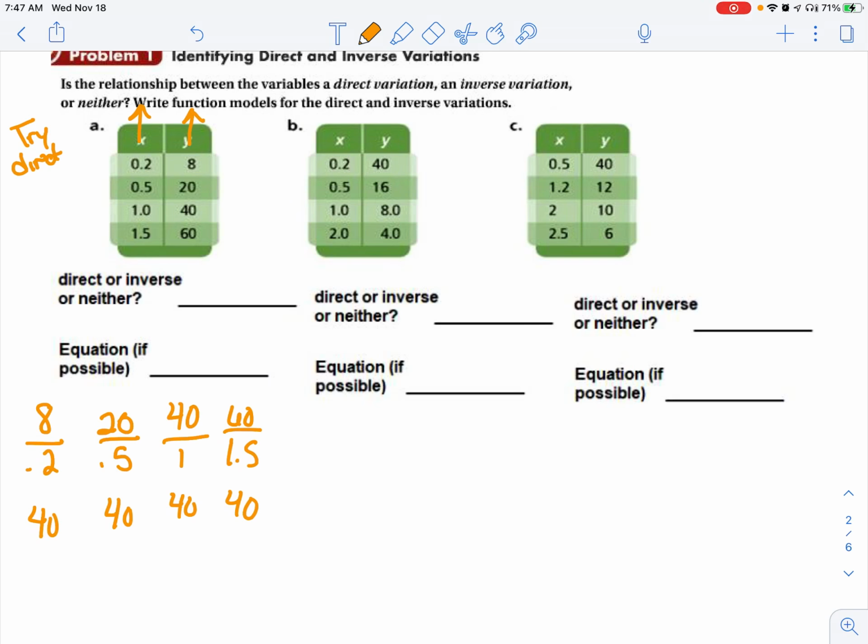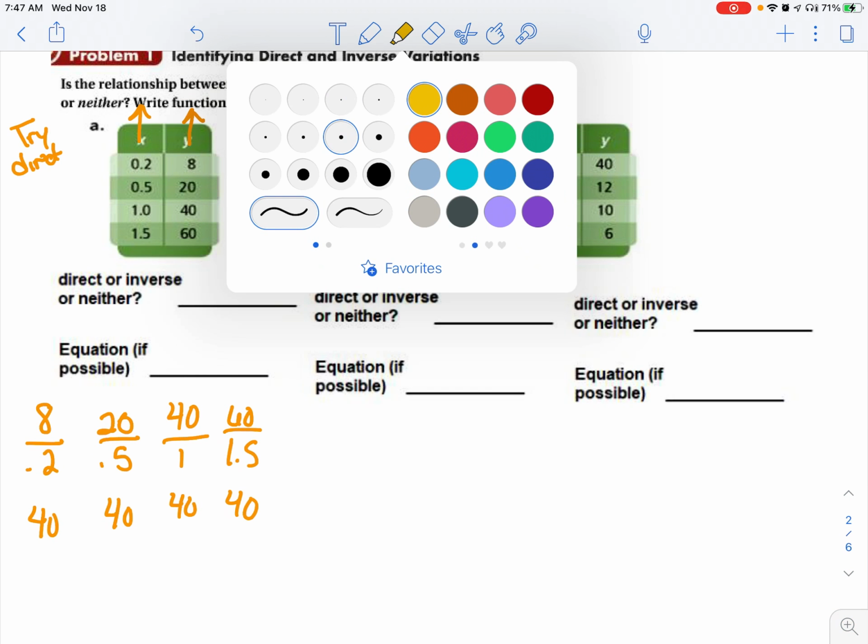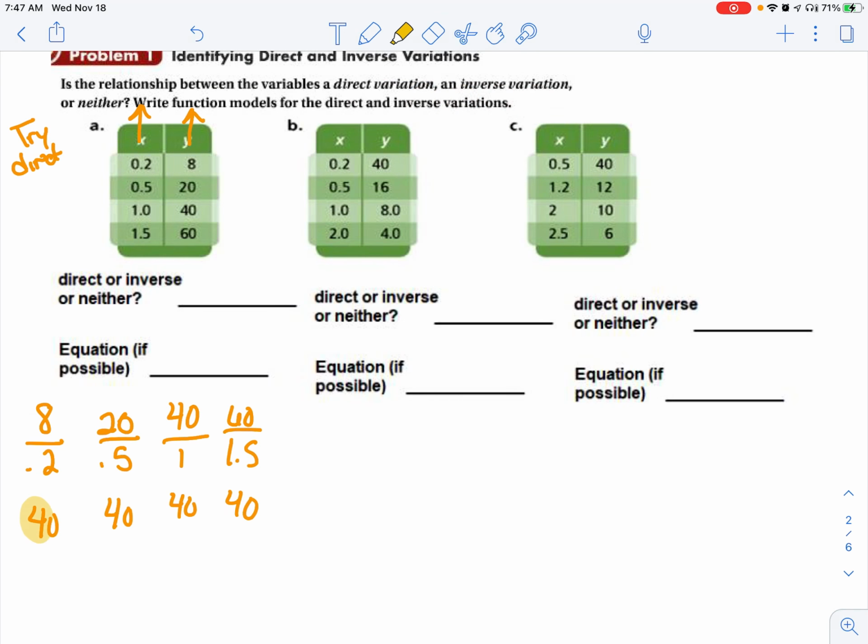Since I got the same thing every single time, that does in fact tell me yes, this is actually direct. So I can give a little check mark. I can write direct variation because I did the direct test. The equation is pretty easy. It's y equals 40 times x.